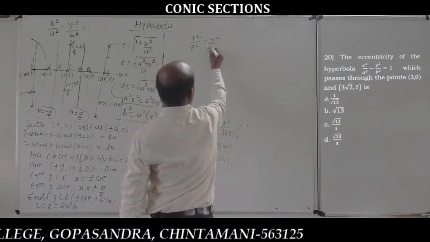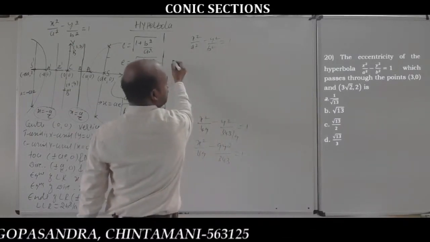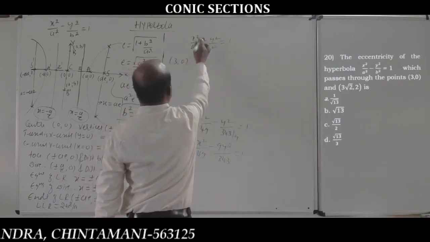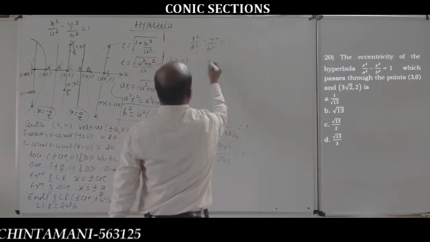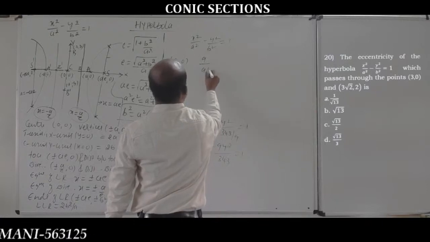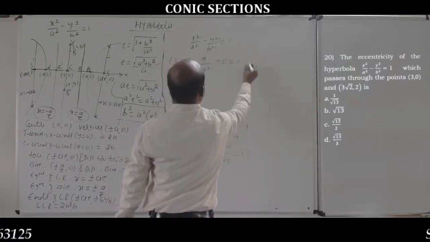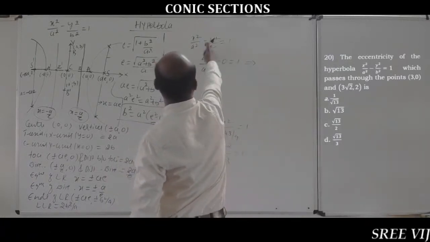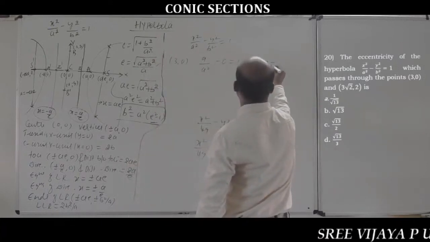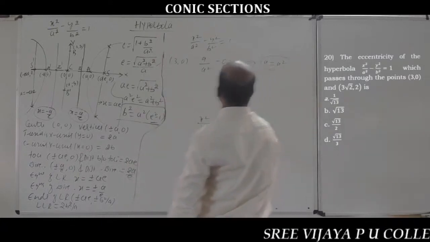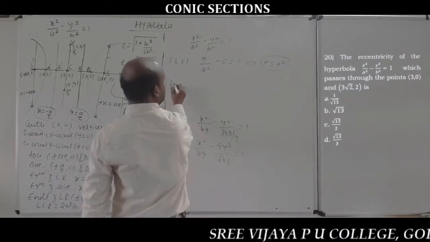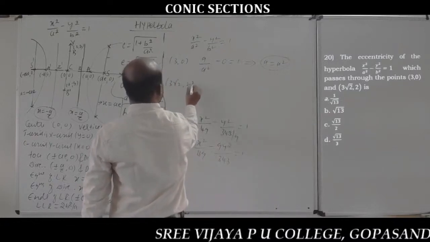Minus y square by b square is equal to 1, passing through the point (3, 0). Okay, 9 by a square minus 0 is equal to 1. I am taking the y value as 0. So the value of a square is 9, passing through another point (3 root 2, 2).